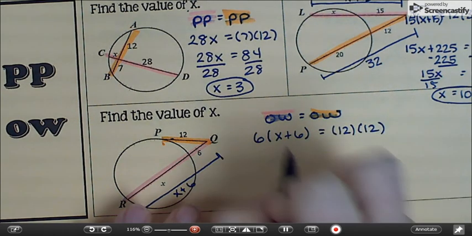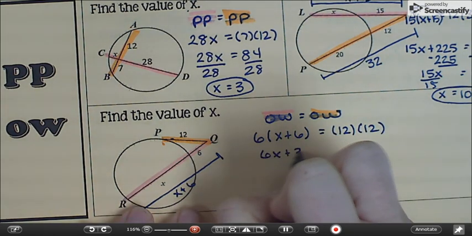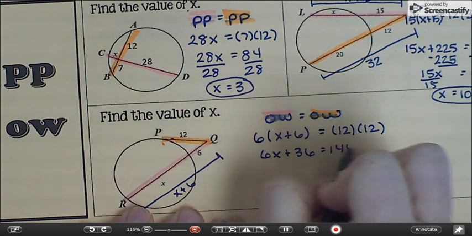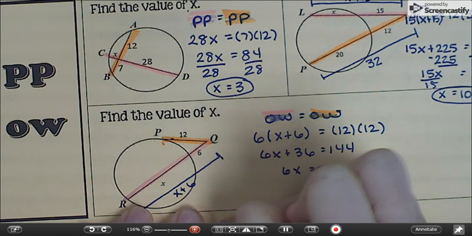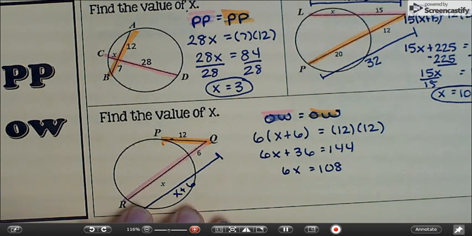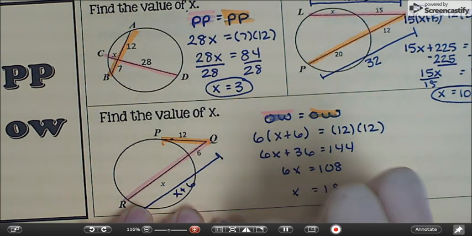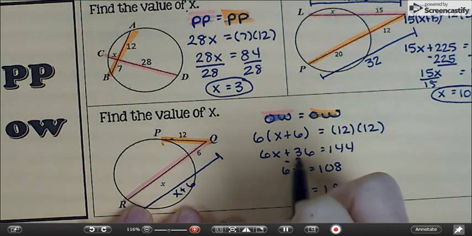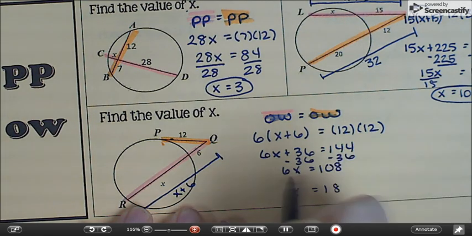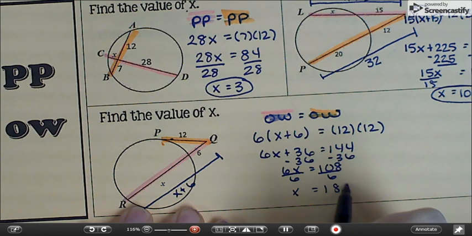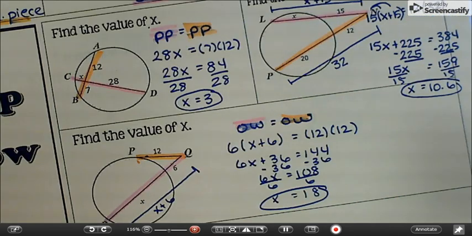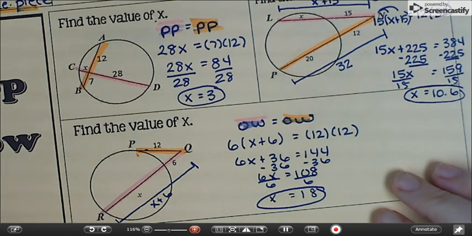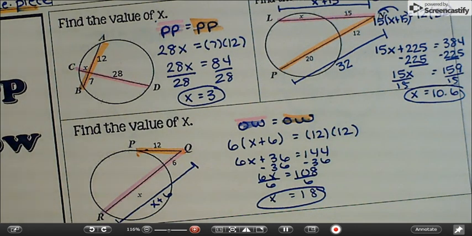All right, so again, we're just going to solve. All right, now I'll go back and put in those steps. I thought maybe I'd run out of time. And since it says find x, that's it. We're done. Okay, these are the simplest examples of special segments. It's either inside PP or outside ow ow.